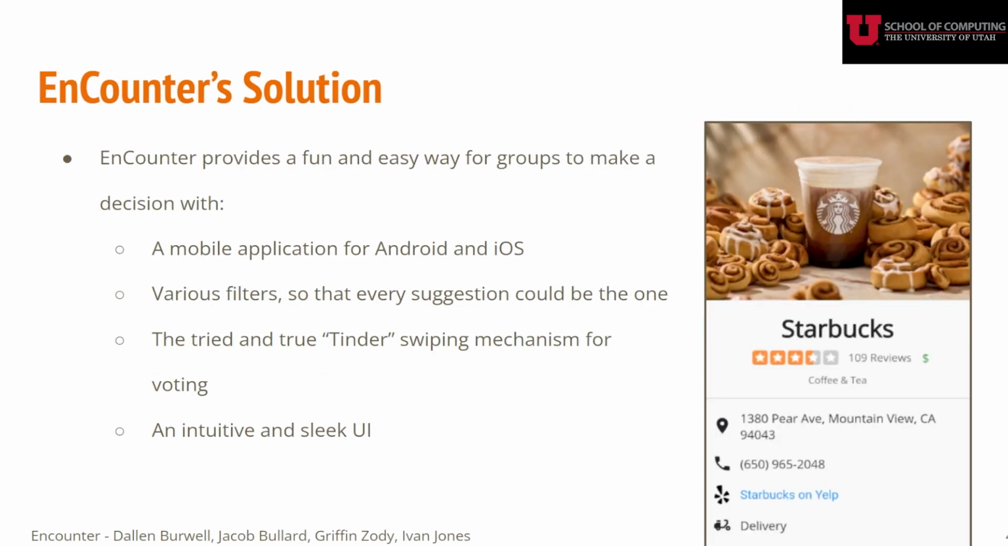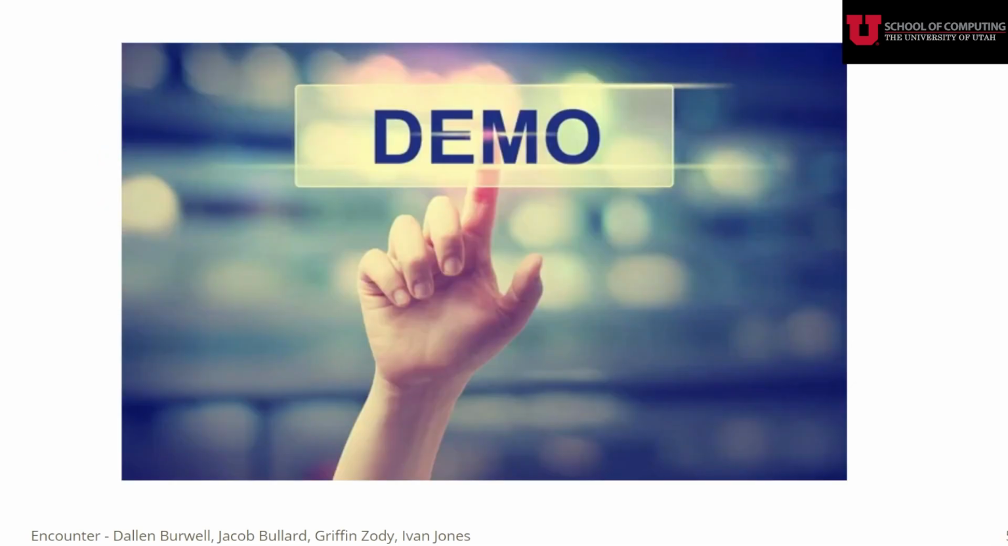So Encounter is an iOS and Android app that we are dubbing Tinder for Dinner. This will allow your friends and family to enter some preset filters about what kind of businesses or activities or restaurants that you like beforehand, and then play a fun swiping game to decide on which activity or restaurant you'd like to do. This is done through the tried and true Tinder swiping mechanism with an intuitive and sleek UI. Next, Griffin will go over a demo of our app.